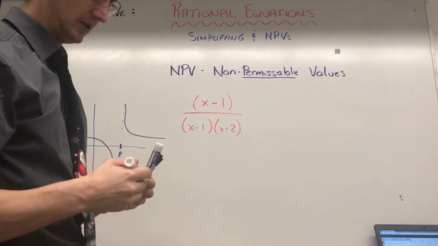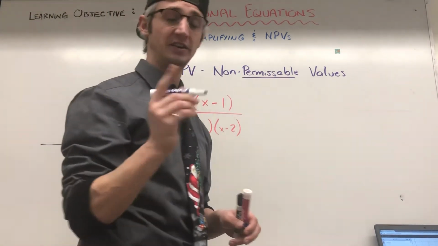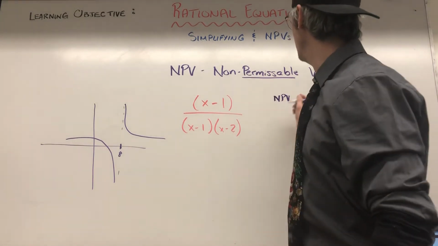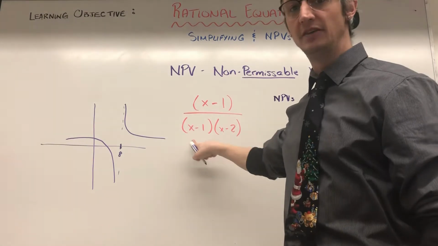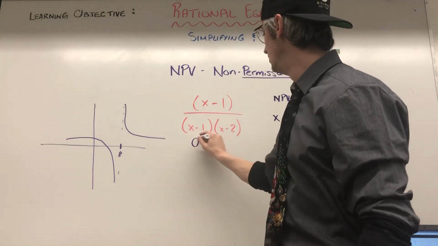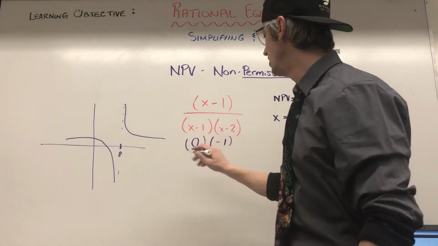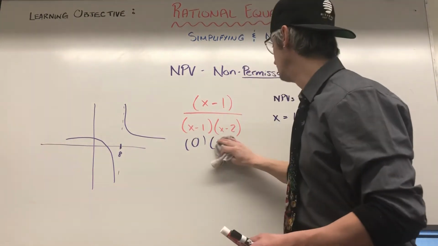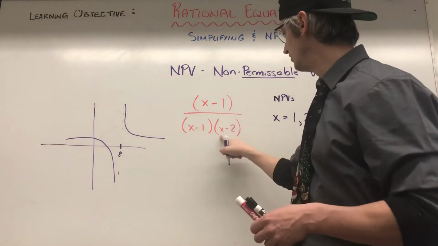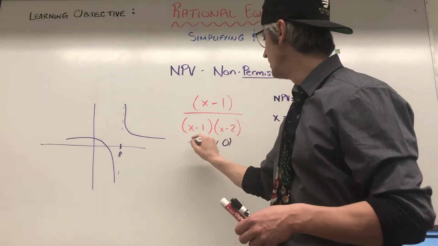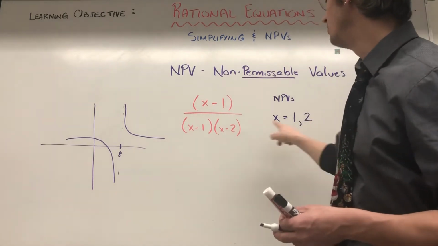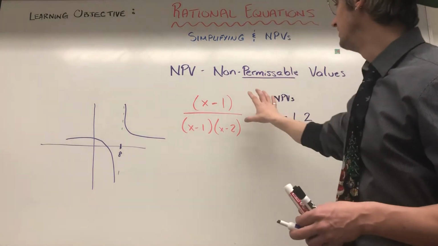Step 1 in this kind of problem is that we're always going to look at the non-permissible values first. So my NPVs. In this case, what values of x will make the denominator 0? Well, just looking at it, if x is equal to 1, this becomes 0, and then this becomes negative 1. But 0 times negative 1 makes this all 0. So x is equal to 1 is a non-permissible value. The other one is going to be 2, because 2 minus 2 is 0, and then 2 minus 1 is 1. 1 times 0 is 0. The denominator will be 0. So for those two values, which I pull out before I do anything else, this will go undefined.